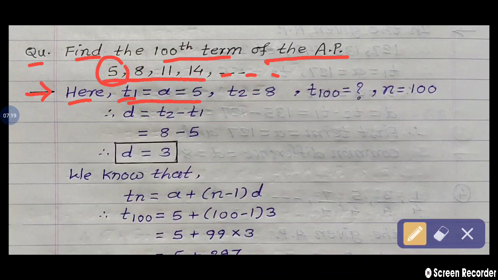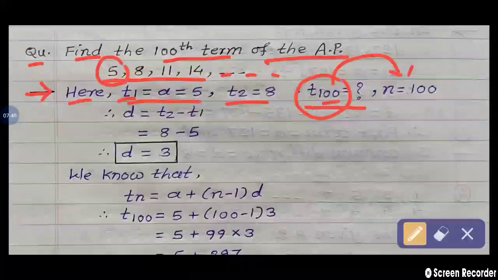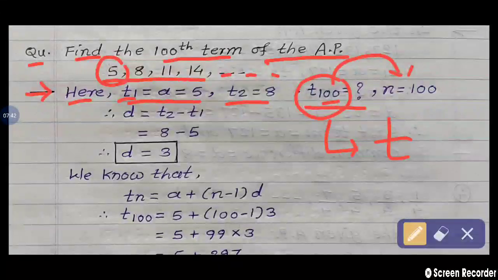The second term is 8. What do we find out in this question? T100, the 100th term, we find out, so T100 equals question mark. If we compare, this is the last term, so that is Tn. So at the place of n, what do we substitute here? That is 100. If we compare T100 with Tn, which number is at the place of n? That's why n is equal to 100.